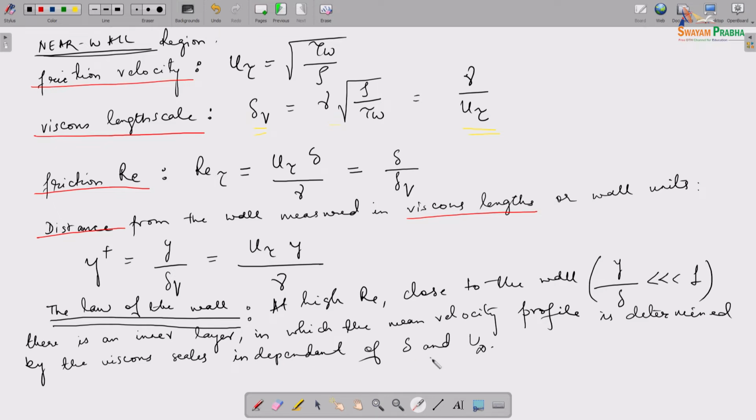Now, this was actually proposed by Prandtl in 1925. This is credited to Prandtl in 1925. Before I do a little more math, because I guess it's getting a little boring, let me just say something.